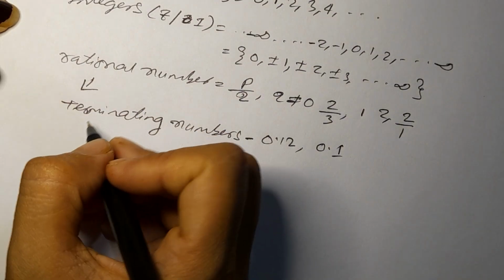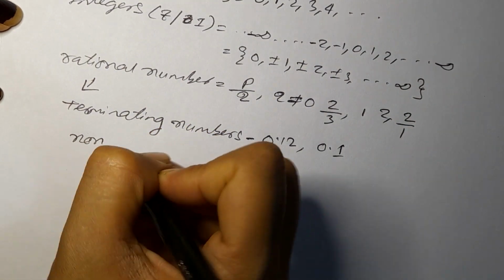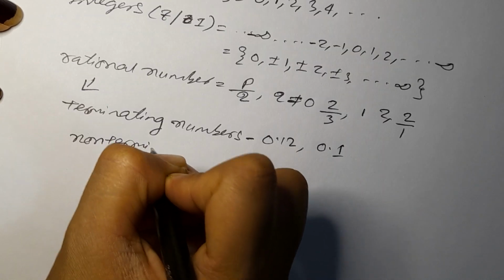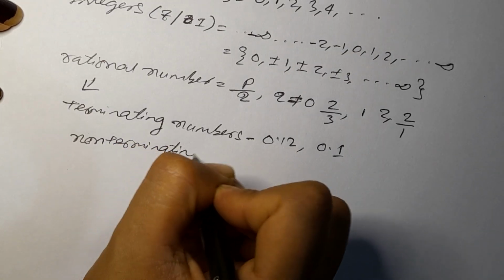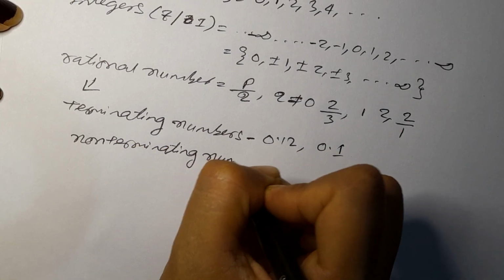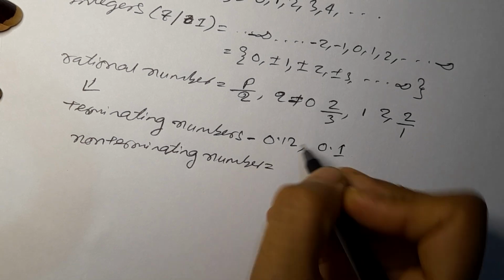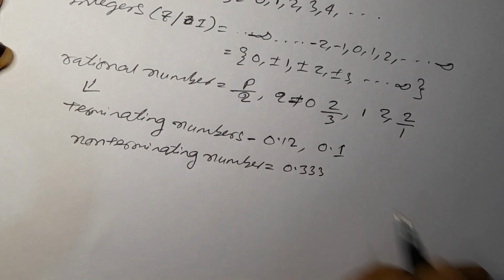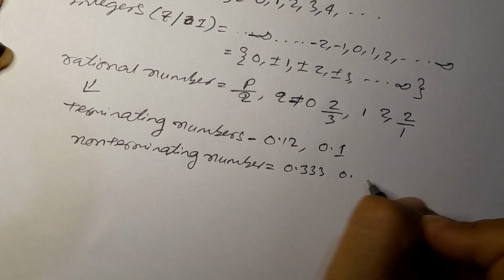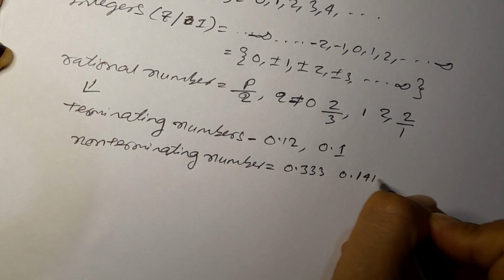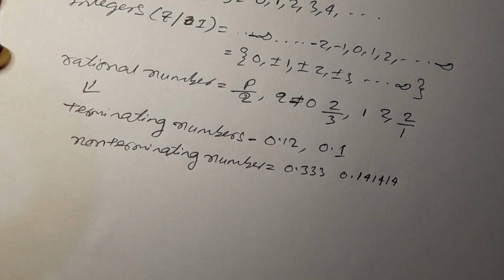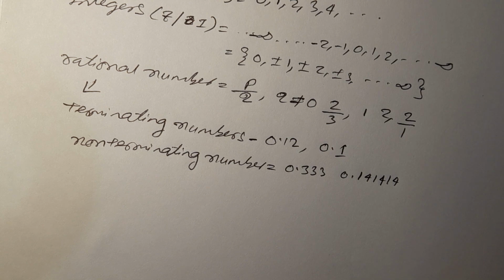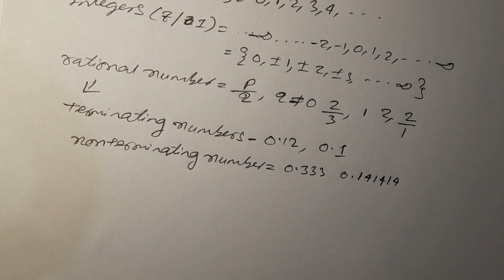And non-terminating numbers, they will repeat. That is 0.3333, 0.141414. These are non-terminating numbers.